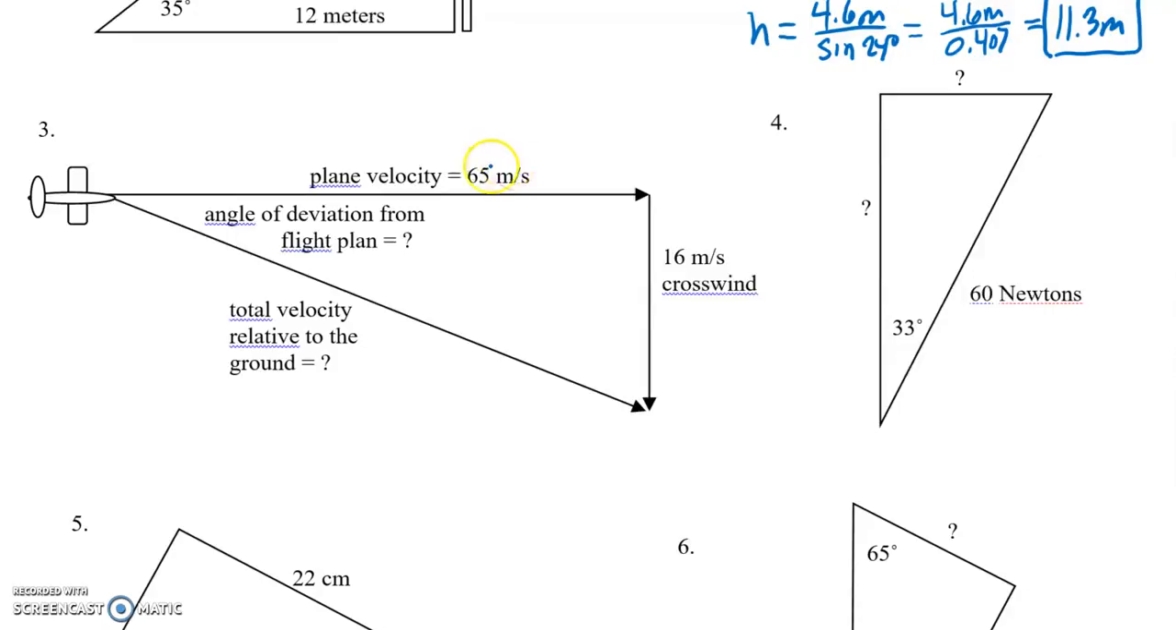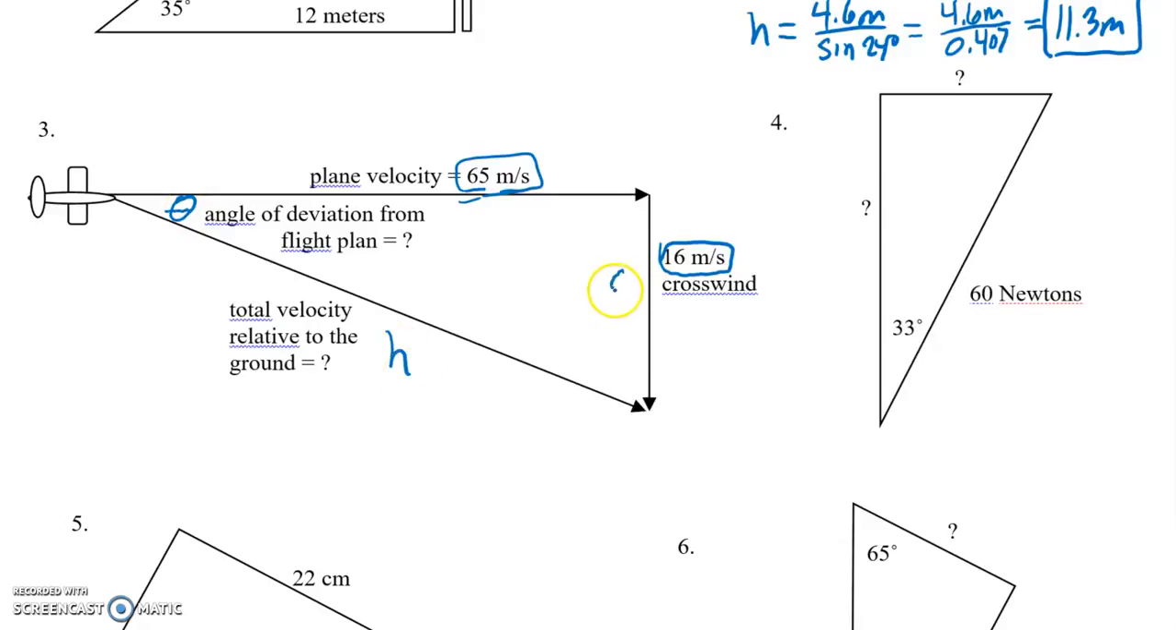We know this side has a value of 65. The units are meters per second because it's talking about velocity. Just work with 65, and this side is 16. Again, the units are meters per second, but let's just go along for the ride. And it looks like we do not know theta in this case, and we do not know the hypotenuse.